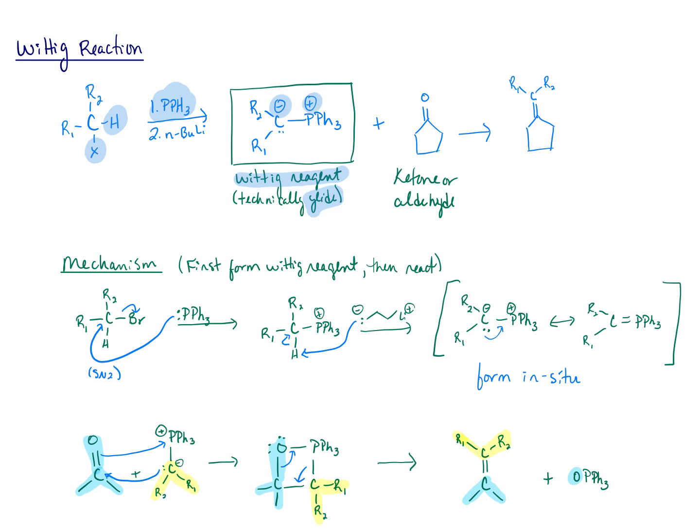And I'll show you later down here that yes, it can form a double bond instead. However, actually, this is a little bit more stable. So you see the ylide more in the ylide form than in the C double bond P type of form.